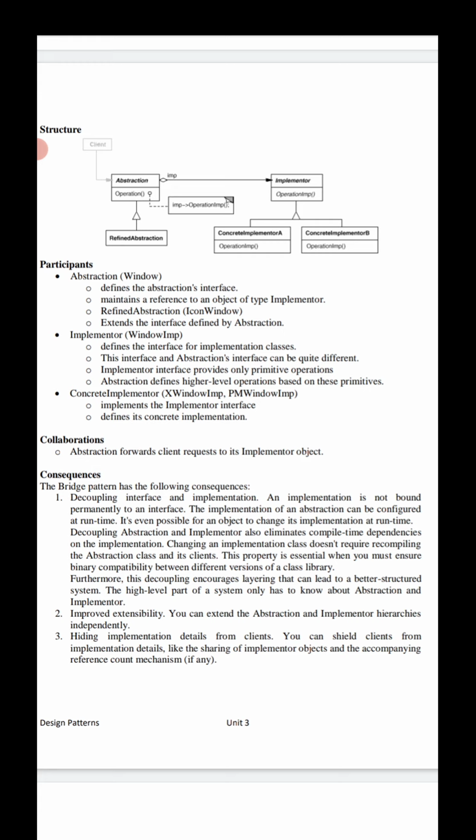Coming to the section of collaboration: how the classes and objects collaborate and carry out their responsibilities. The key point of collaboration is that the abstraction forwards the client request to its implementer object. Listen carefully: the client request is forwarded by the abstraction class to its implementer object. That is collaboration.